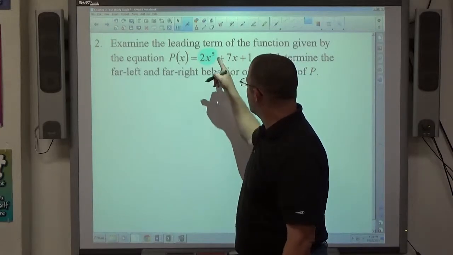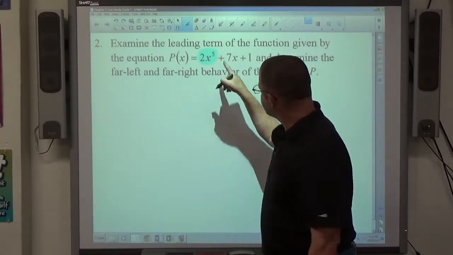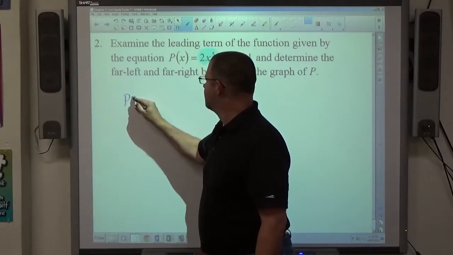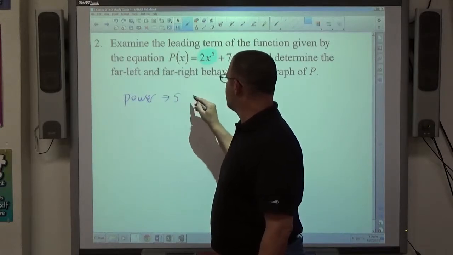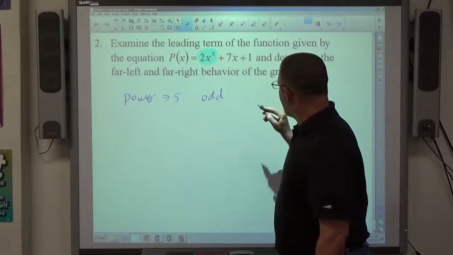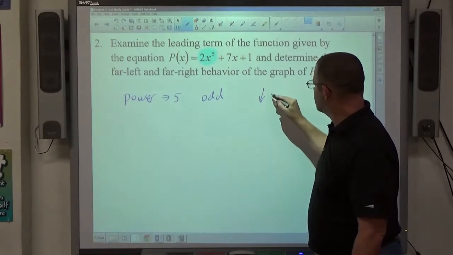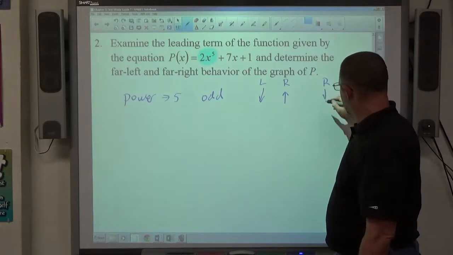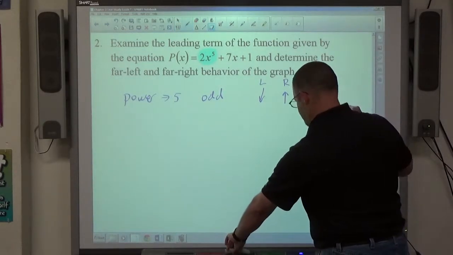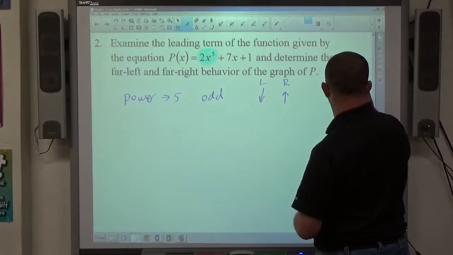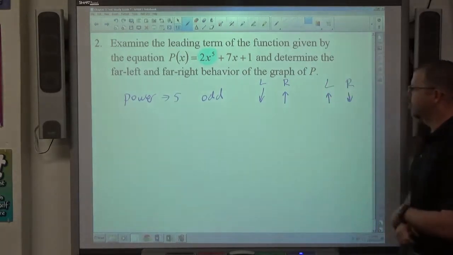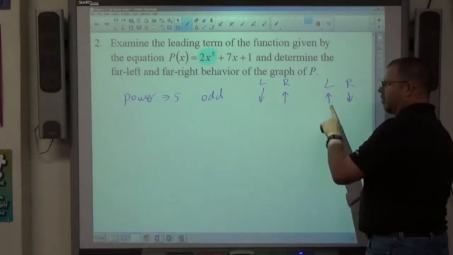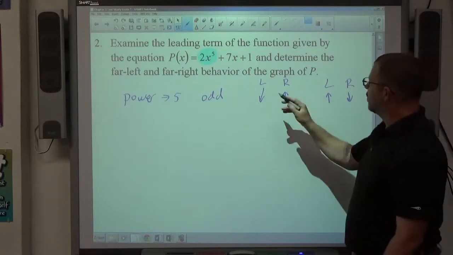The two things that concern me about the leading term as far as establishing far left and far right behavior are the power's evenness or oddness. So the power of this is 5, which is odd. What that tells me is it's either going to be left down, right up, or left up, right down. Those are the two choices. If you have an odd power, they're opposite. So left goes down, the right goes up, or left goes up, the right goes down. Just know they're opposite. These are the two possibilities.